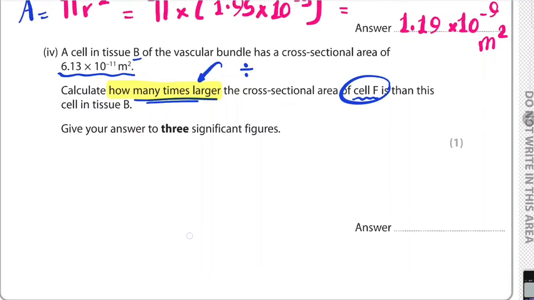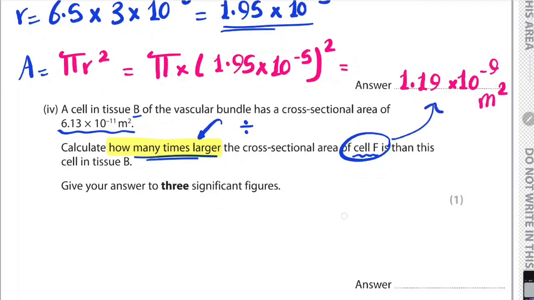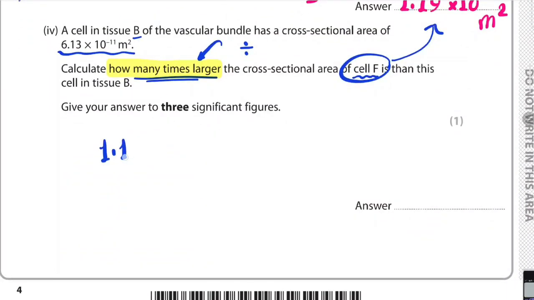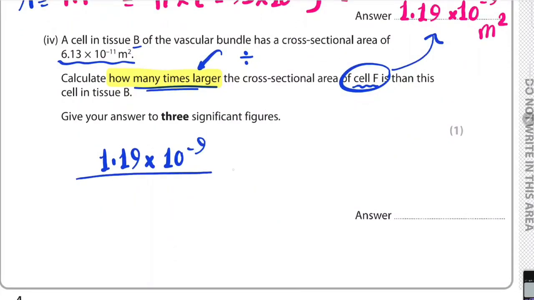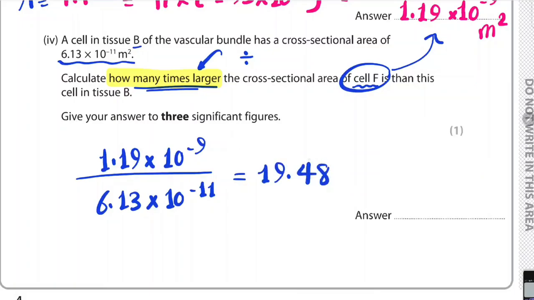So I'm going to divide the area of cell F, which we have already got, which is 1.19 times 10 power negative 9, divided by 6.13 times 10 power negative 11. Also use your calculator, and it will be 19.48, which rounded to 3 significant figures will be 19.5. My final answer here is 19.5.